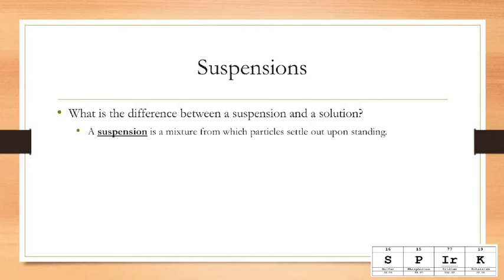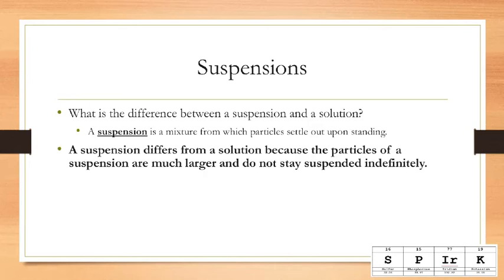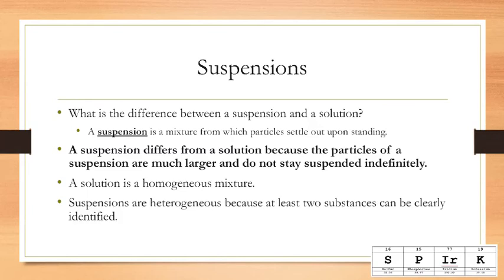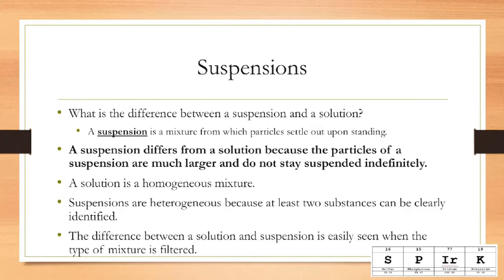What is the difference between a suspension and a solution? A suspension is a mixture from which particles settle out upon standing. A suspension differs from a solution because the particles of a suspension are much larger and do not stay suspended indefinitely. A solution is a homogeneous mixture. Suspensions are heterogeneous because at least two substances can clearly be identified. The difference between a solution and a suspension is easily seen when the type of mixture is filtered.